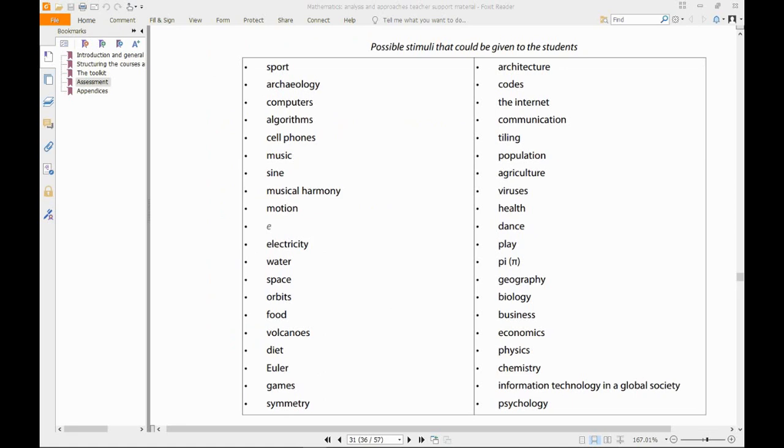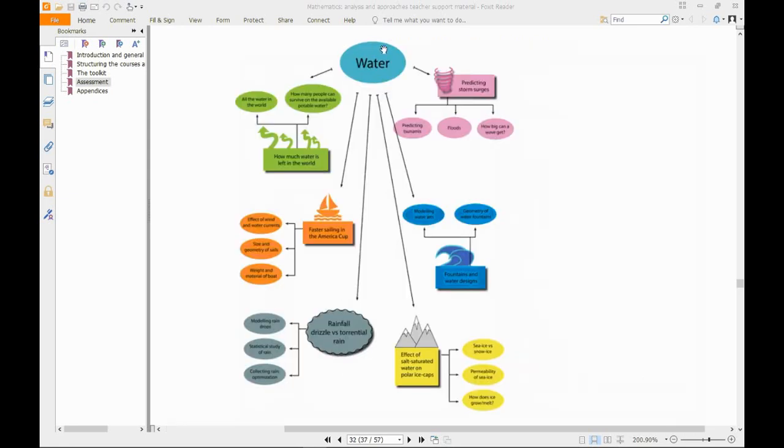And one thing you can do with a stimulus is make a mind map. And this is an idea that I had never heard of before teaching IB. So let's take a look at their official mind map for the stimulus of water. So a mind map is just a web centered at or beginning with your initial stimulus. So you would start off just by writing that one single word or idea on paper and then just start brainstorming from there.